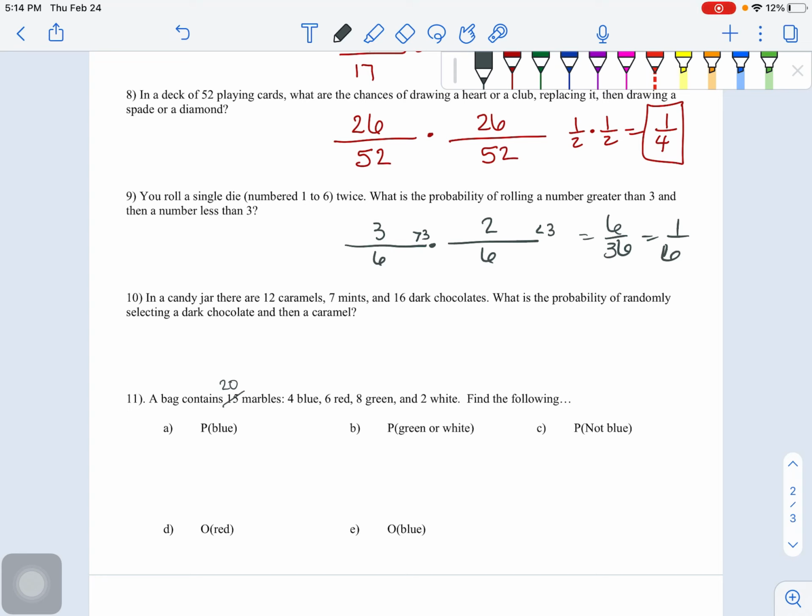In a candy jar, there are 12 caramels, 7 mints, and 16 dark chocolates. What's the probability of selecting a dark chocolate then a caramel? All right, so first of all, what's our total? 12 plus 7 is 19. 19 and 16 make 35. Now, when you select the candy, you eat the piece of candy. You do not put it back. So we have 35, and then when we eat that one, we're going to have 34. So I want a dark chocolate, so that would be 16. Now that I lost that one, I want a caramel, which is 12 out of 34.